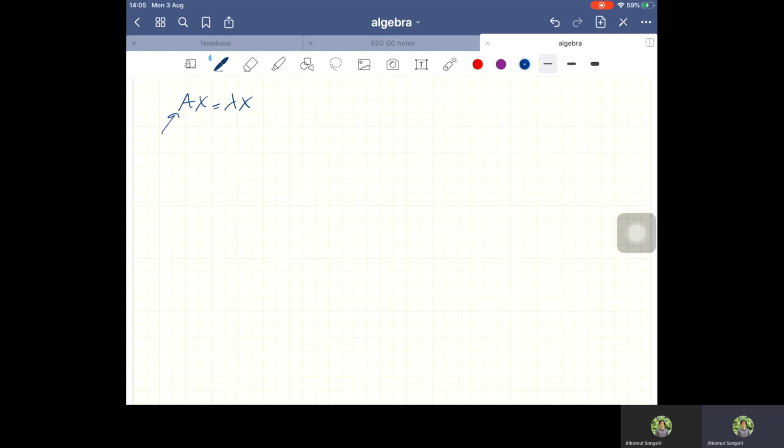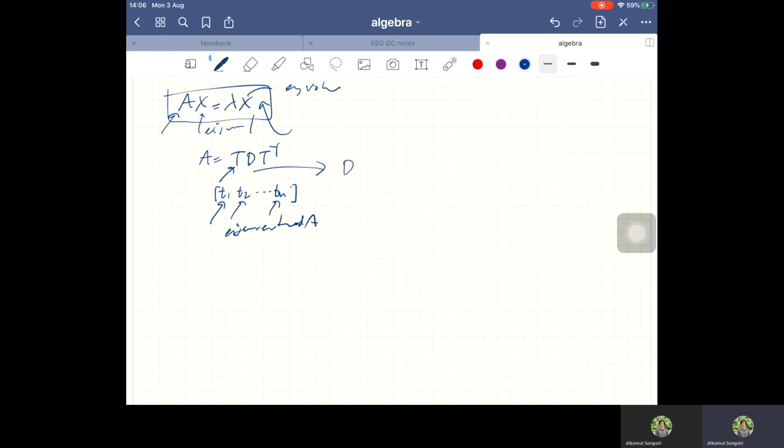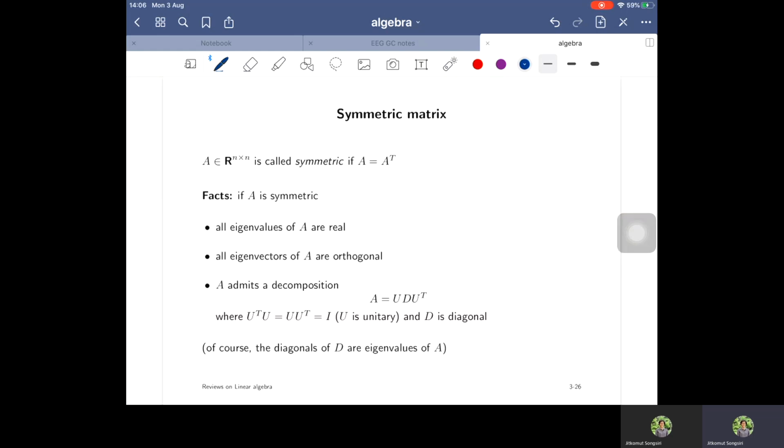If A is a square matrix, we call x an eigenvector and we call lambda an eigenvalue. So eigenvalue and eigenvector satisfy this eigenvalue equation. We also learned from linear algebra that A has an eigenvalue decomposition, A equals T D T inverse, where the matrix T contains columns T1, T2, ..., Tn, and these column vectors are eigenvectors of A. D is a diagonal matrix, D1, D2 until Dn, and the diagonal entries here are eigenvalues of A. So this is what we learned about the eigenvalue property.